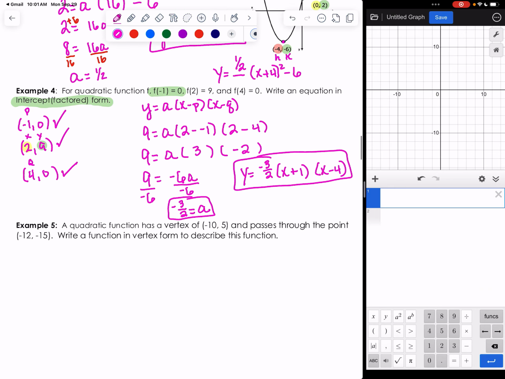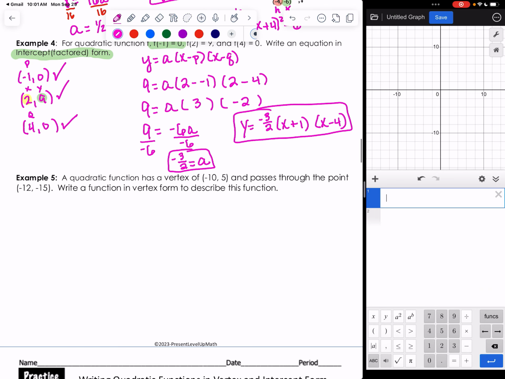All right, last example. A quadratic function has a vertex of (-10, 5). So I'm going to write that down. It told me it was the vertex, so that means I know h and I know k. The quadratic function also passes through the point (-12, -15). Now, this point is not the vertex, so I can label it with an x and a y. Write a function in vertex form to describe this function.